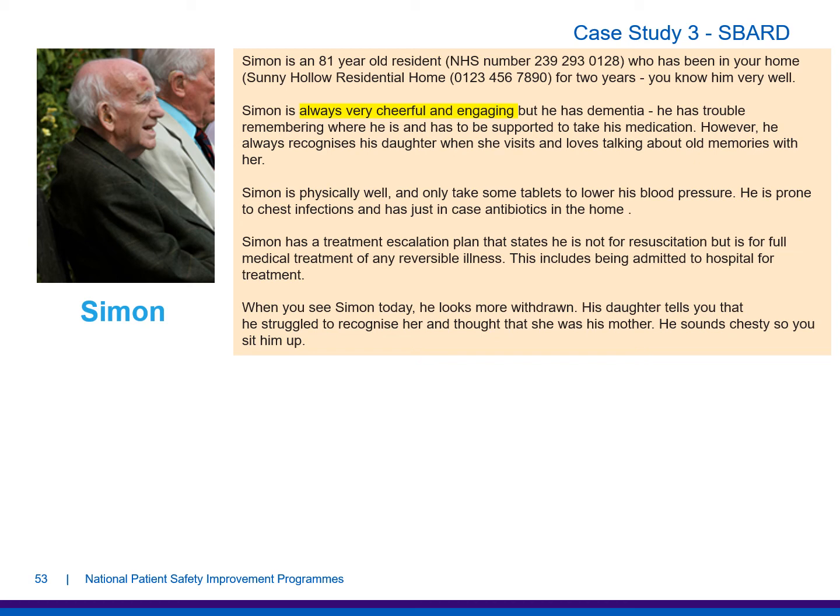So let's look at some of the soft signs that we've spotted. He's always very cheerful, engaging. That's normal for him. But today, when you see him, you think he looks more withdrawn. He always recognises his daughter. But today his daughter tells you that he struggled to recognise her and thought that she was his mother. He's prone to chest infections, and today he sounds chesty to you, so that you sit him up. And he has a treatment escalation plan that states he is not for resuscitation.